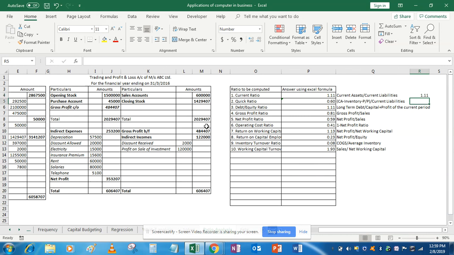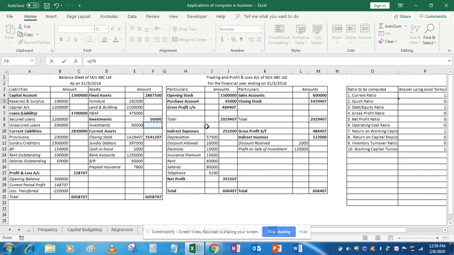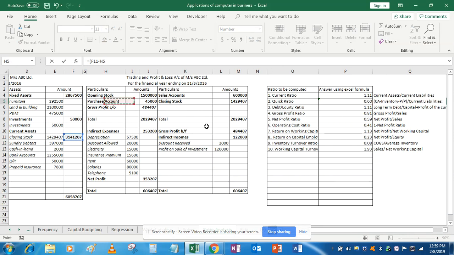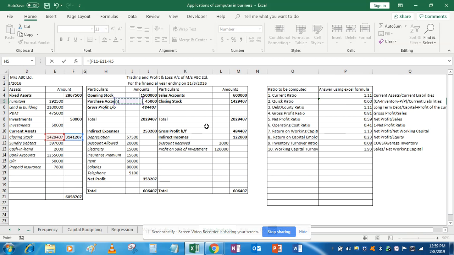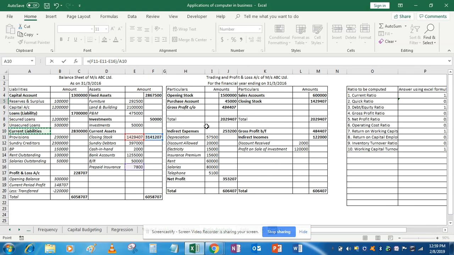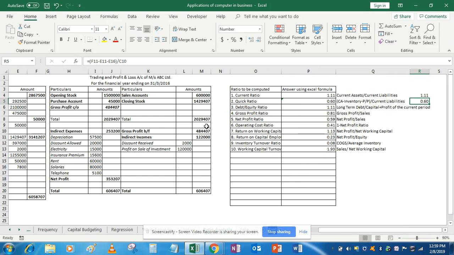Next is the quick ratio. How can you calculate the quick assets? It is a very simple formula: you subtract the inventory and prepaid amount from the total current assets. So first we'll use equals to, bracket open, because we are using a mathematical function here. Bracket open, total current assets, minus closing stock, minus prepaid insurance, bracket close, then we'll divide it by the total current liabilities. Enter, and I'll get the information, 0.6.